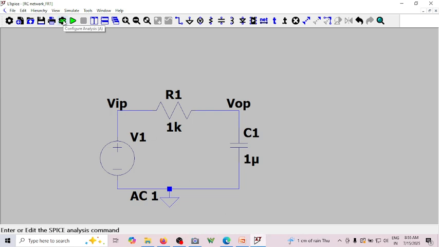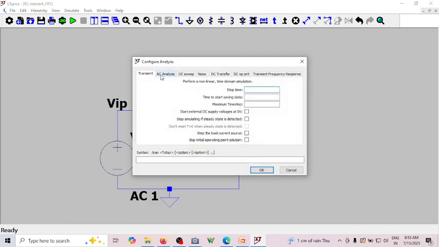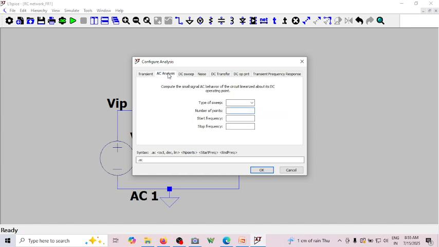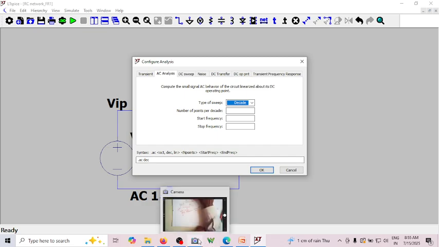This is in the configure analysis. In the analysis configuration, I will be selecting AC analysis. Please note, I have to do an AC analysis for doing frequency response. This is AC analysis, and it will ask what type of sweep. The type of sweep is actually decade. Why it is decade is due to this reason.